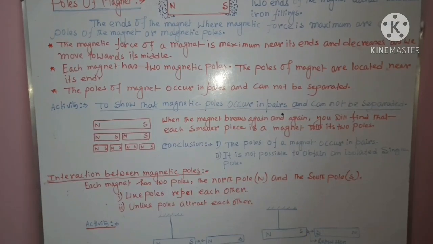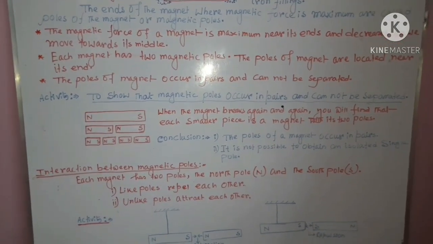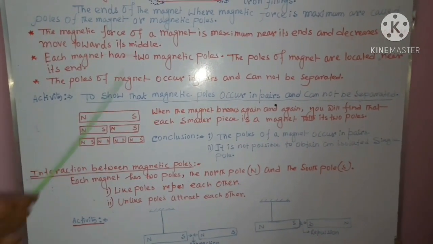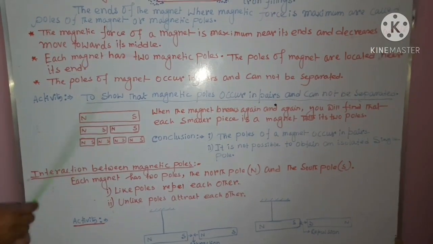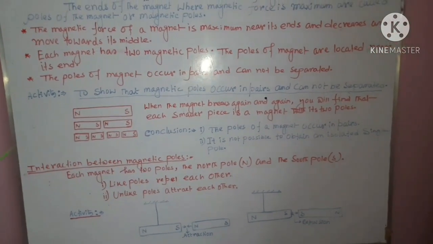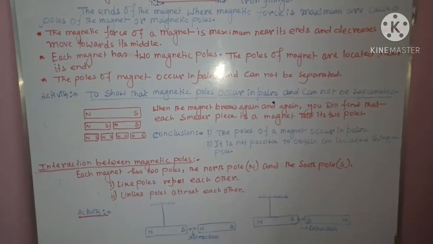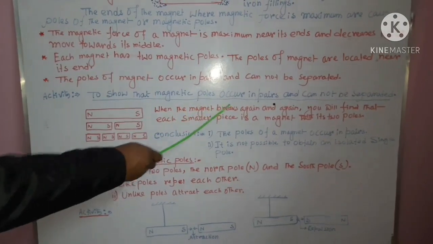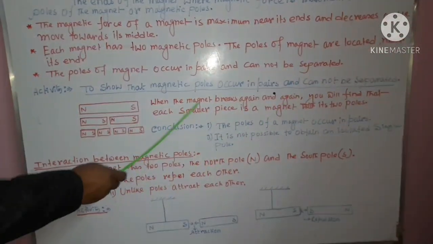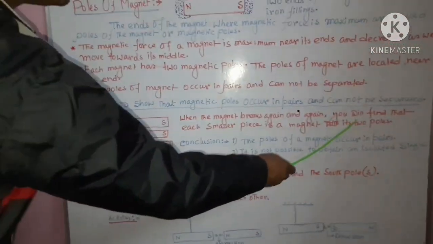Again you break these pieces into smaller pieces. Then again you are able to see that every smaller piece has two poles, that is North Pole, South Pole. So from this activity, your observation is that when the magnet breaks again and again, you will find that each smaller piece is a magnet with its two poles.